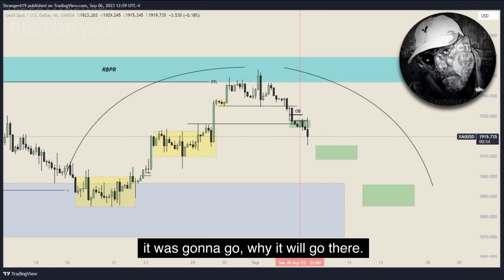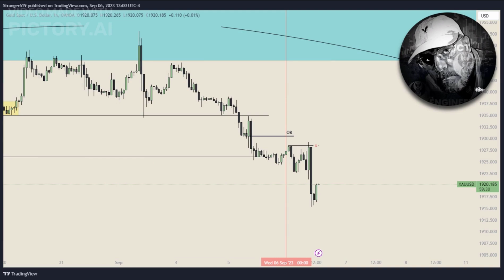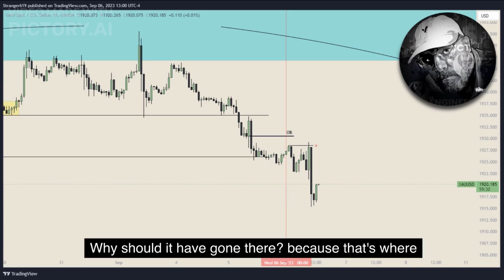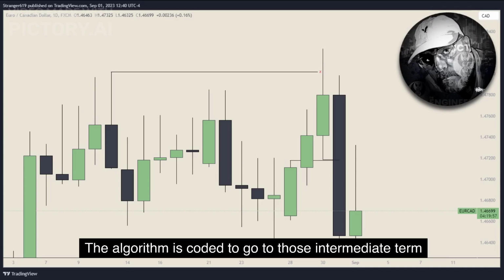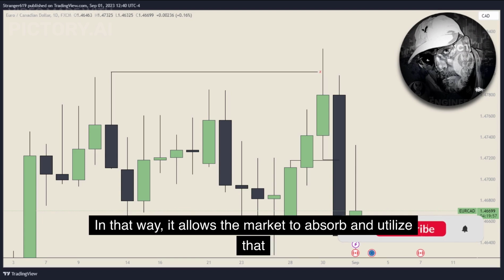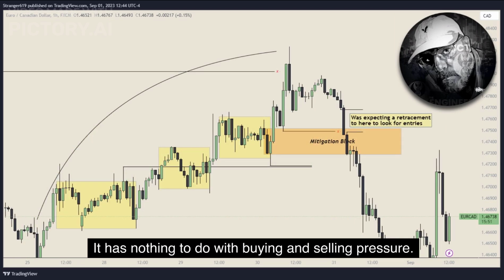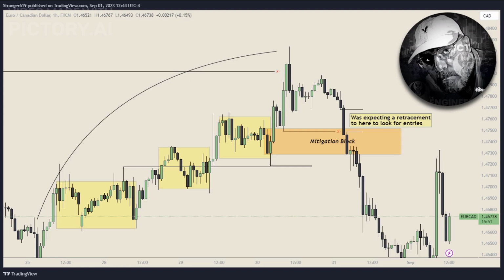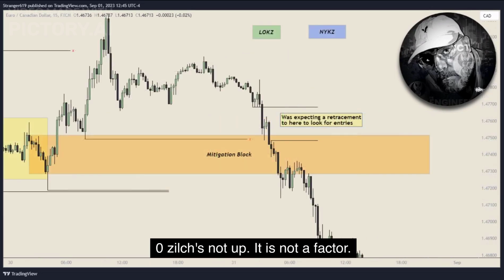I explained to you where it was going to go, why it will go there, because that's where the orders were. Buy side was resting above that 41.92 relative to the daily chart. Why should it have gone there? Because that's where large funds are. That's where the liquidity is. The algorithm is coded to go to those intermediate term highs like that on a daily chart. In that way, it allows the market to absorb and utilize that liquidity that will be invariably resting above that. It has nothing to do with buying and selling pressure. Zero, zilch, nada. It is not a factor.